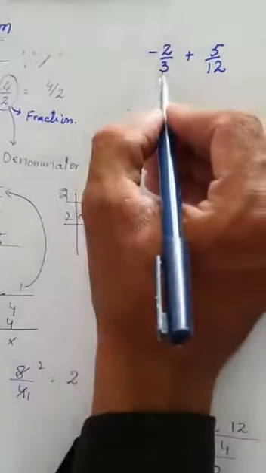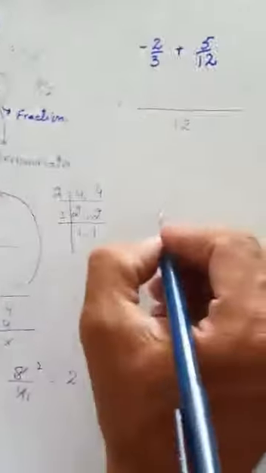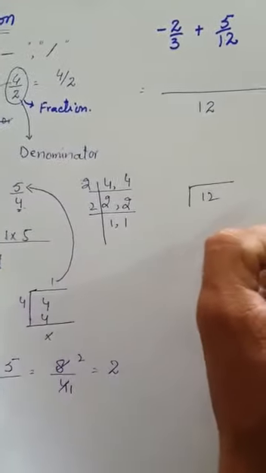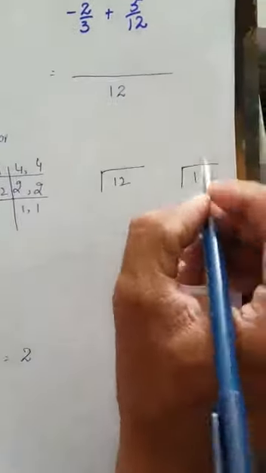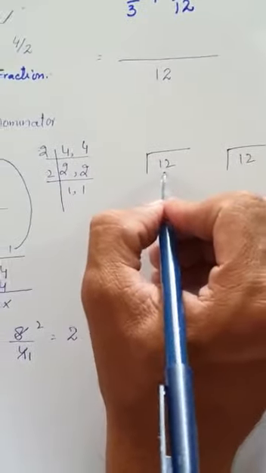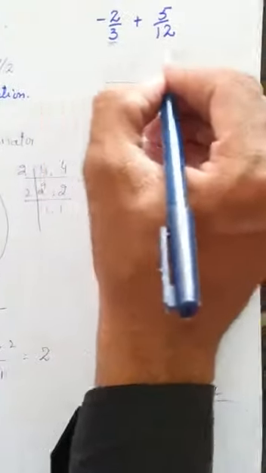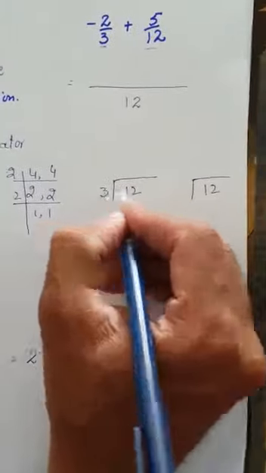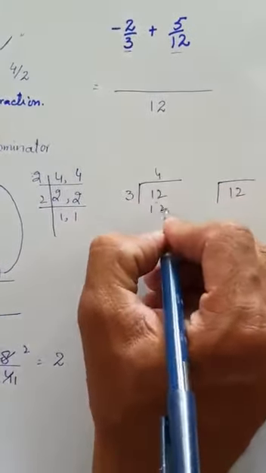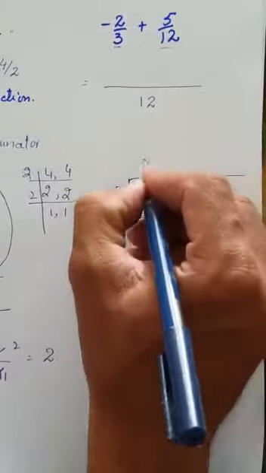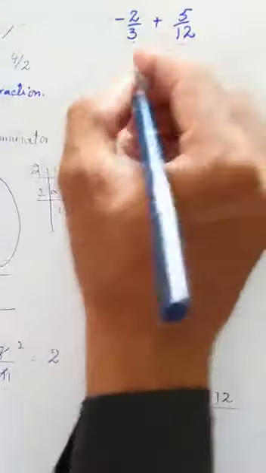After this, how many fractions are there? There are 2 fractions. That means we should place 2 symbols of division, and we will write this LCM as the dividend, and divisors are this 3 and 12. First of all, we will write the 3. 3 fours are 12. Okay, now this 4 will be multiplied by this minus 2.